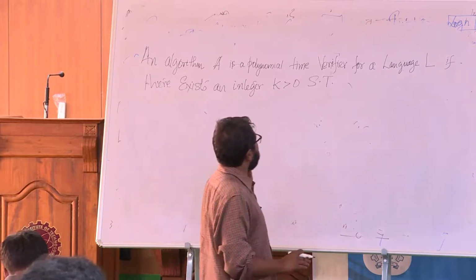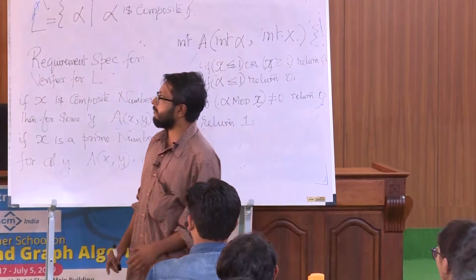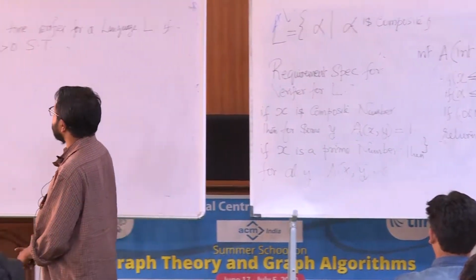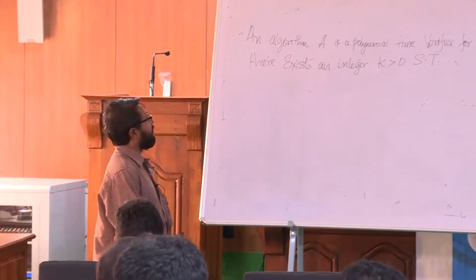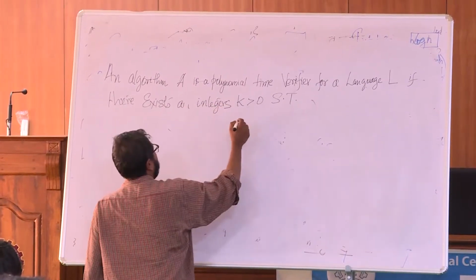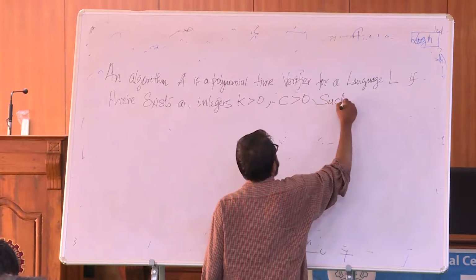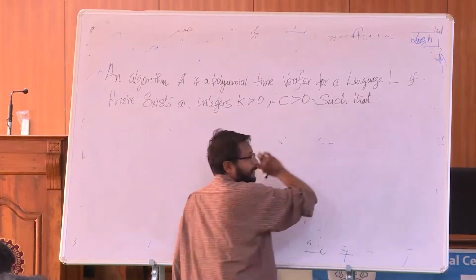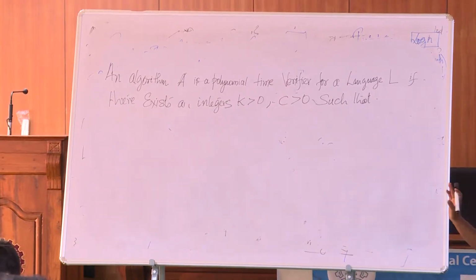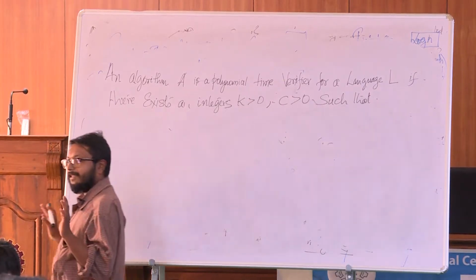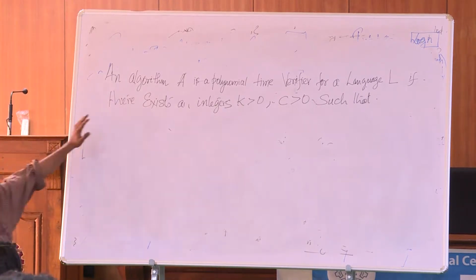such that an algorithm A is a polynomial time verifier for a language L if there exists an integer. So, I will need two integers. So, let me write: there exist integers k greater than 0, c greater than 0, such that this is the technical part. Just forget about these numbers. It will be clear in some time. But if there exist integers k and c greater than 0 such that, forget about this k and c for now.